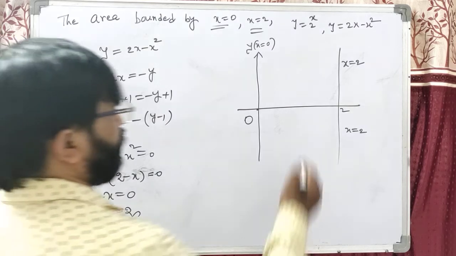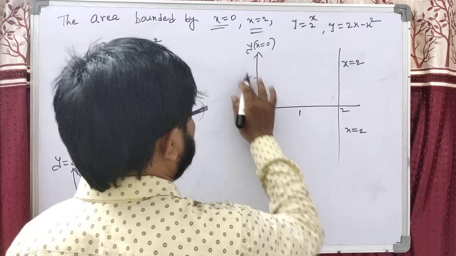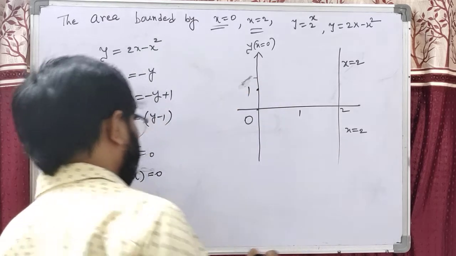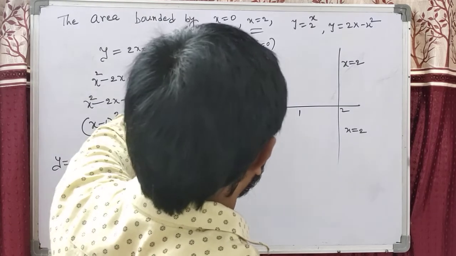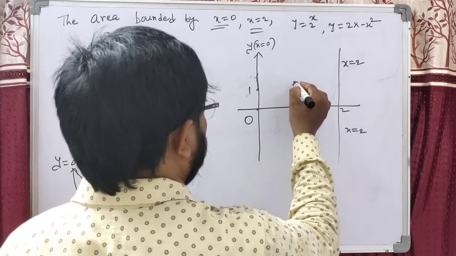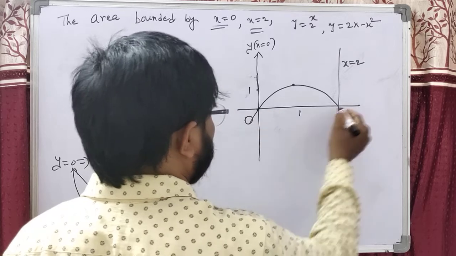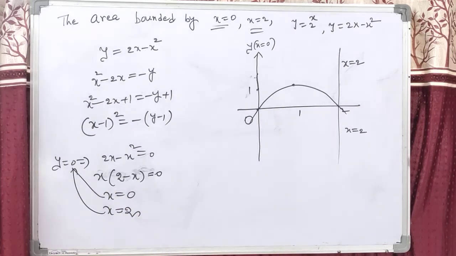Therefore, when we are taking the 1, this is the 1, this is the 1 students. Therefore, the vertex is, what is the vertex? (1, 1). Therefore, the parabola is a downward parabola like this students. This is our parabola. Now students, y equals 2 power x is there.